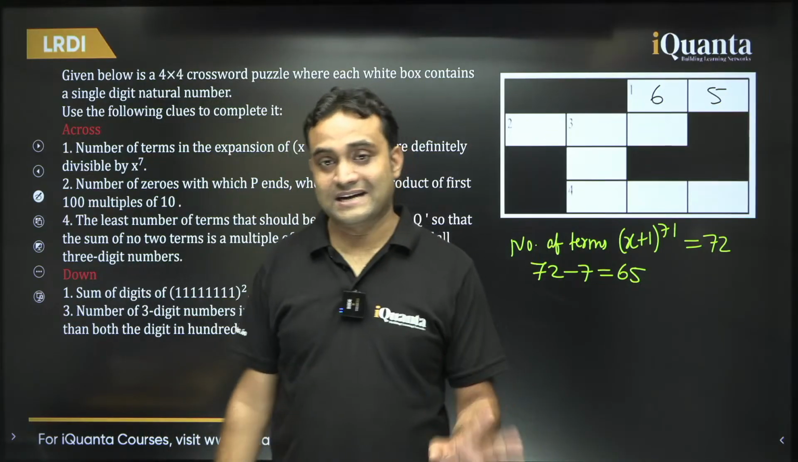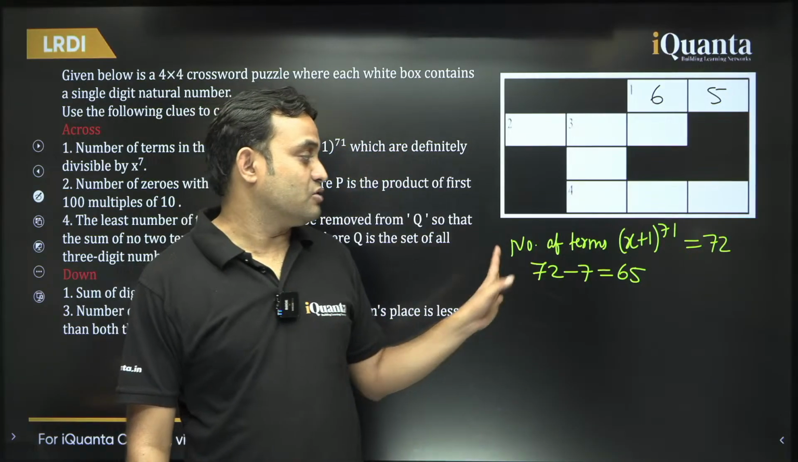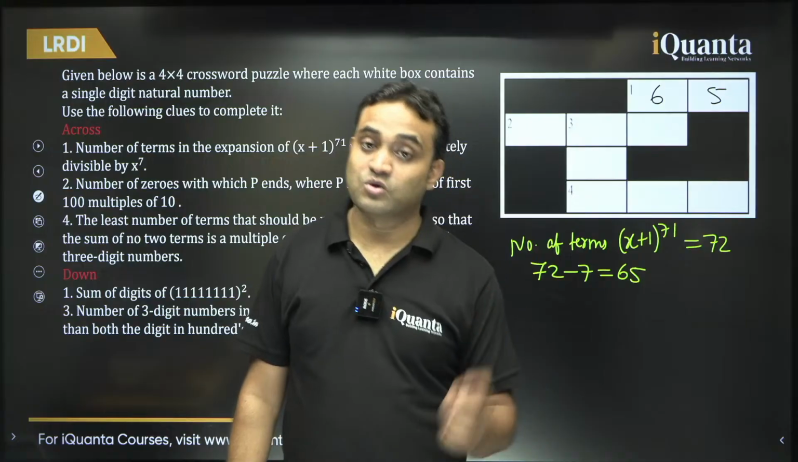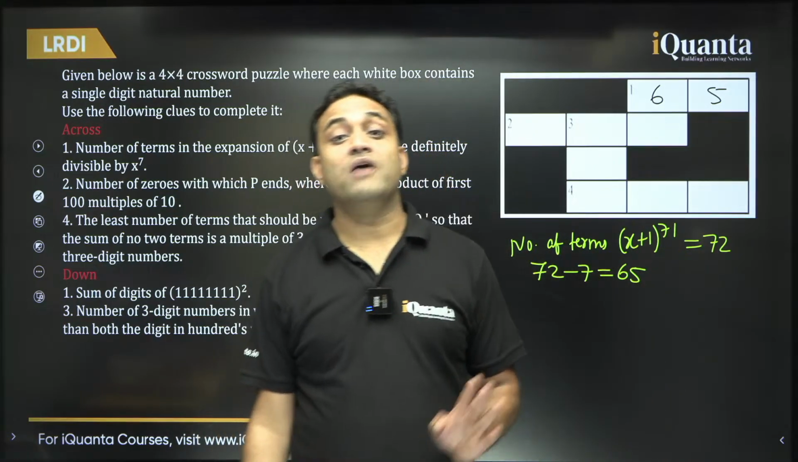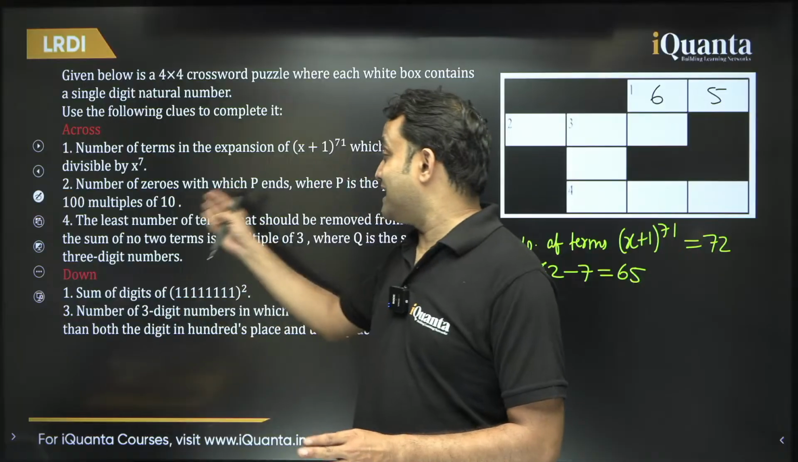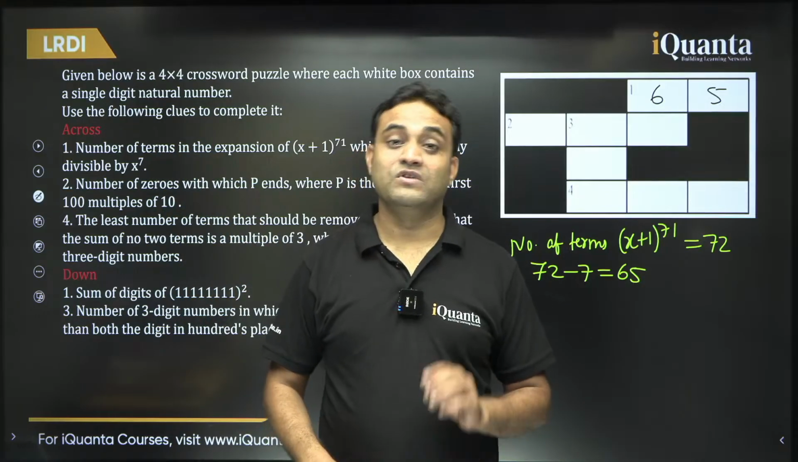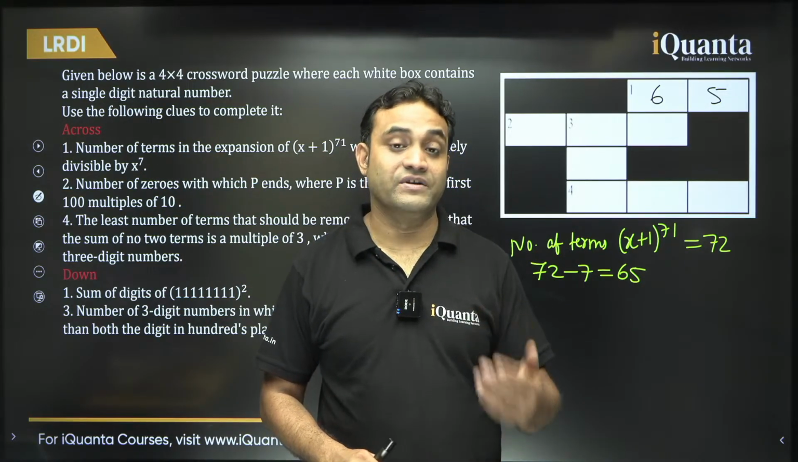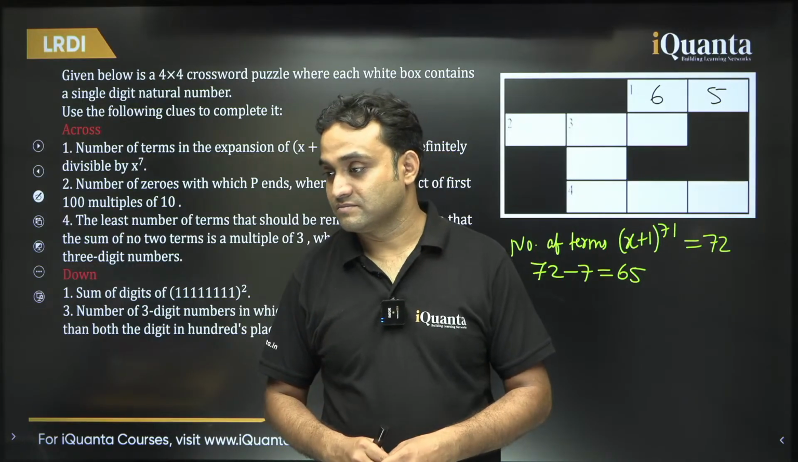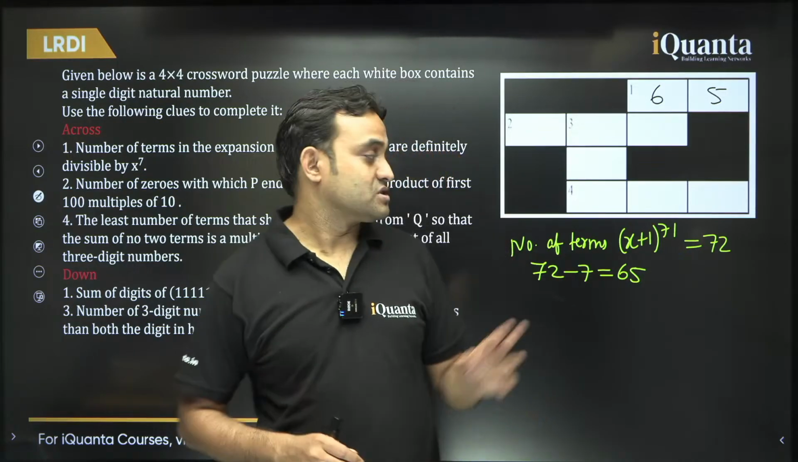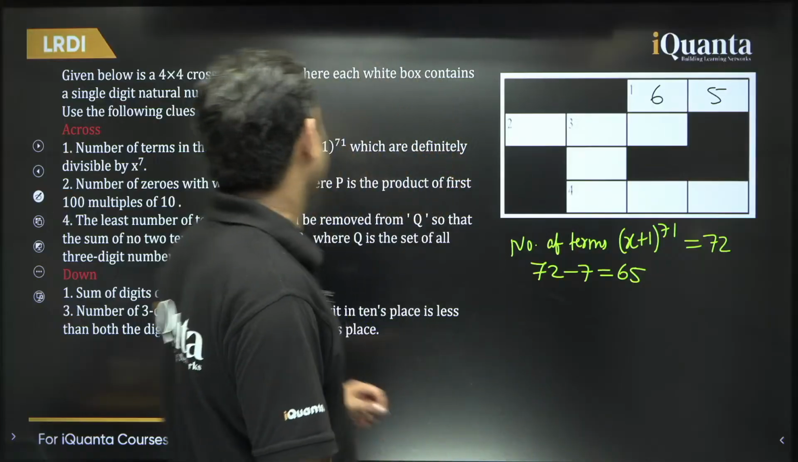Okay, is that clear to everyone? If you have any doubts, then let me know. There will be a total of 72 terms here, right, where power of x which is less than 7 will be 7 terms: x to the power 0, x to the power 1 till x to the power 6. Total 7 terms. So 72 minus 7, it will be 65.